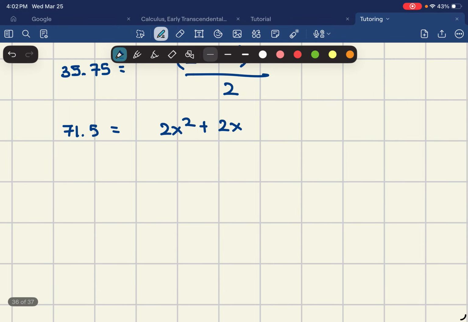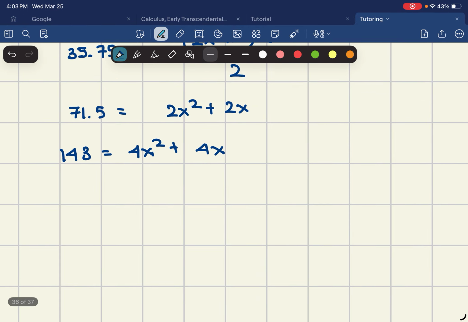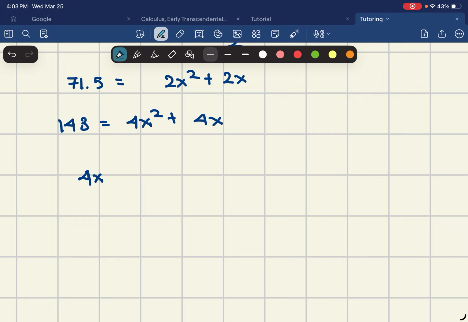And I don't like having 0.5, so let me multiply by 2 again to remove that. So I get 143 is equal to 4x squared plus 4x. So I multiplied both sides by 2 because I don't want to work with 0.5s. And now finally I get 4x squared plus 4x. I subtract 143 from both sides, and that is 0.